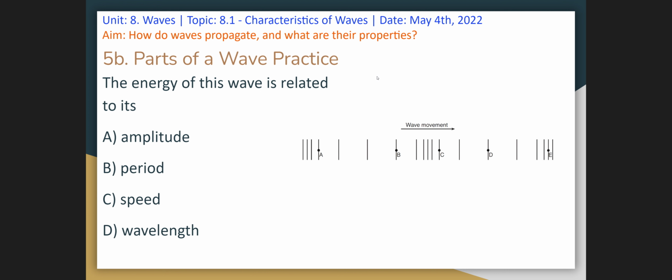The energy of this wave is related to its what? As we previously learned in one of the previous slides, amplitude is your energy. The amplitude of the wave is equal to the energy of the wave.